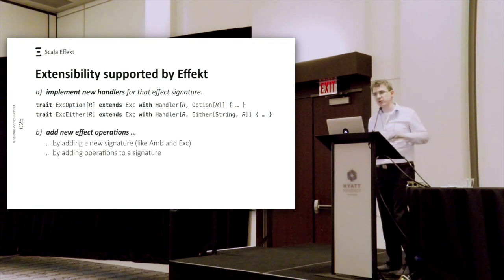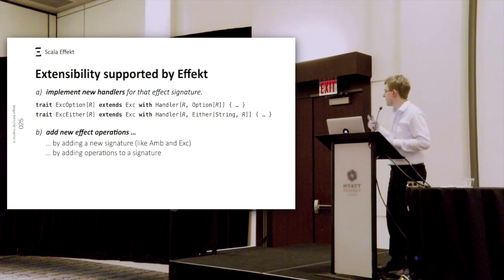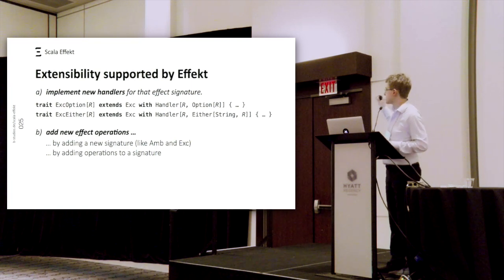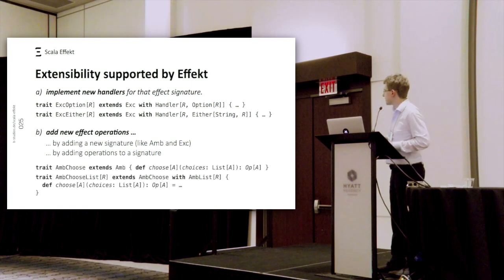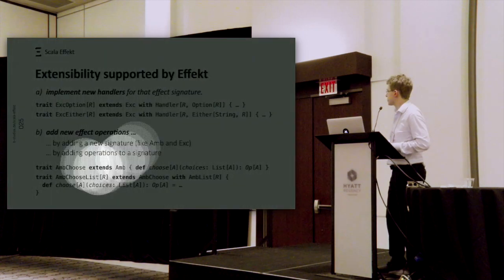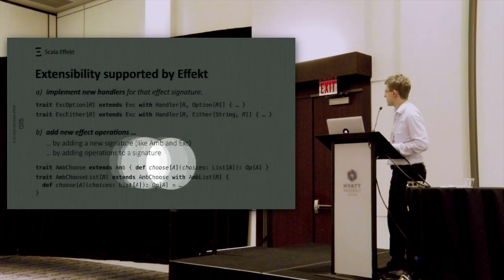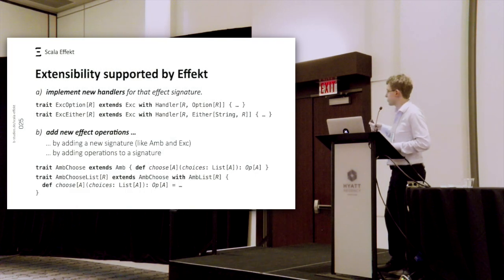But we can also add new effect operations, and there are two ways to do that. The first one is we can just add a new effect signature, like we added amp and XC. Also not a big deal, because it's just defining a new trait. But in addition, we can also add new operations to the signature, and this is done by inheritance. So here, the amp choose effect signature inherits from amp and adds one new effect operation.